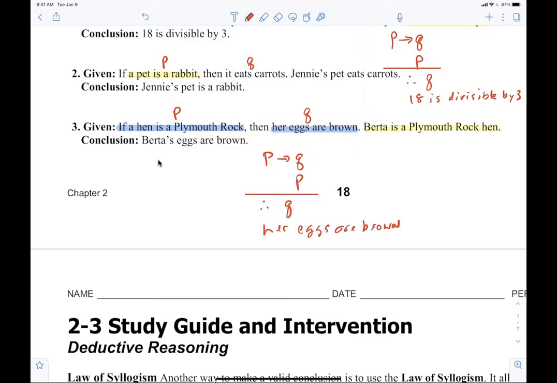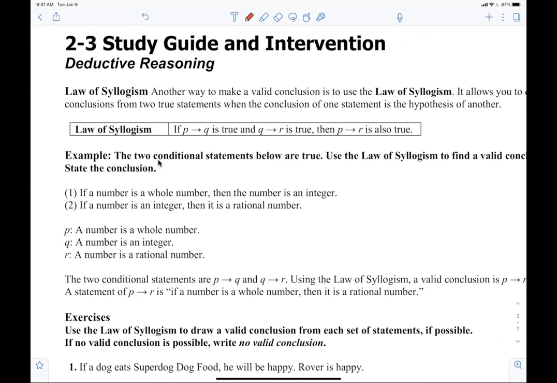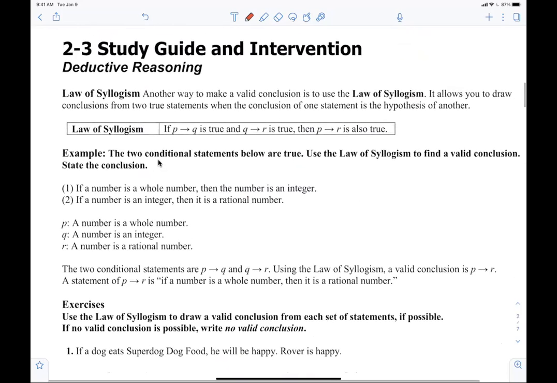All right. So now more deductive reasoning. The law of syllogisms. Another way to make a valid conclusion is to use the law of syllogisms. It allows you to draw conclusions from two statements when the conclusion of one statement is the hypothesis of another. Blah, blah, blah, right? I understand that. So watch how simple this is.